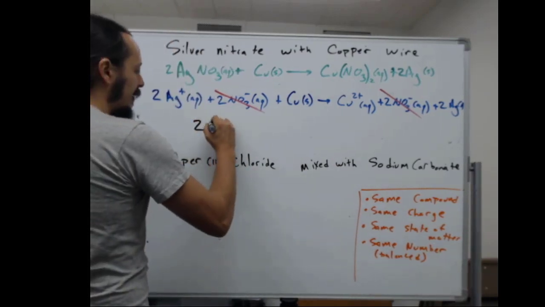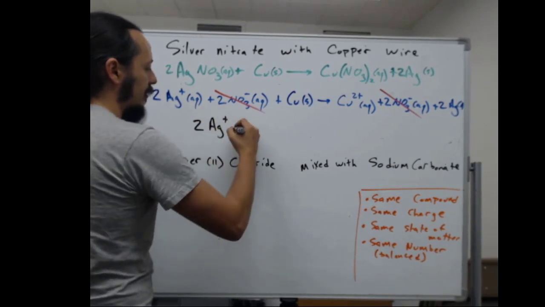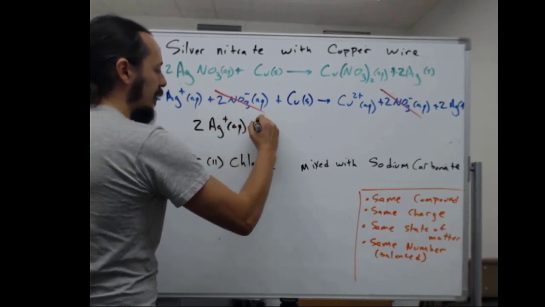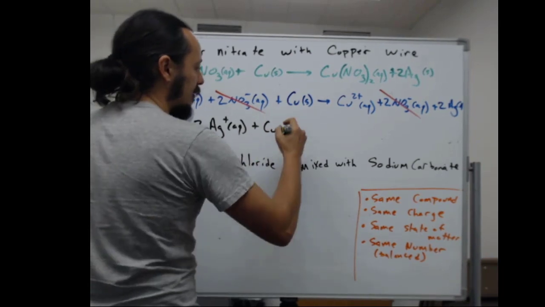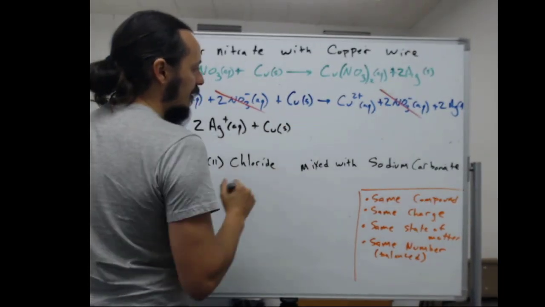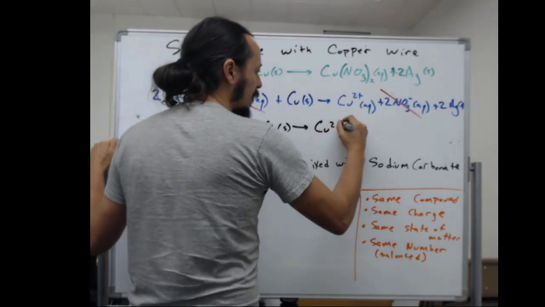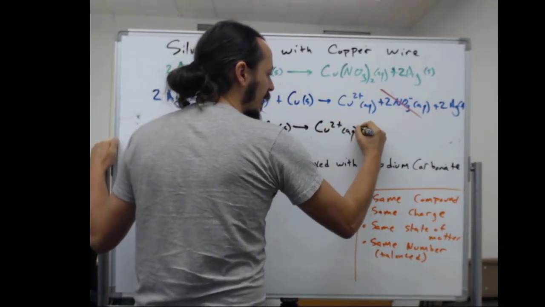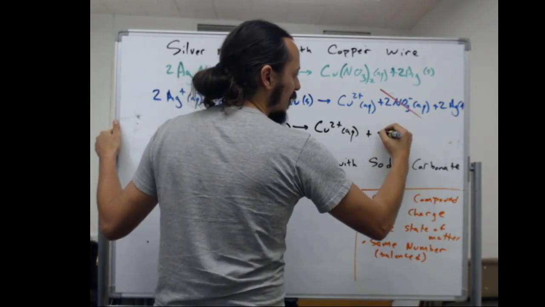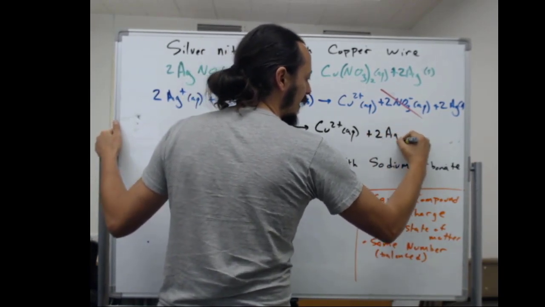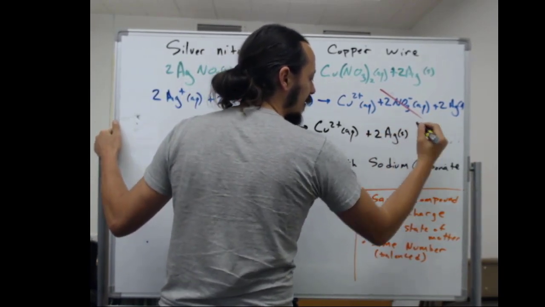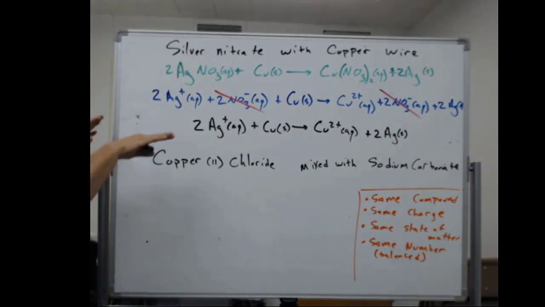which would be 2 Ag plus aqueous plus copper solid goes to copper 2 plus aqueous plus 2 Ag solid. The charges matter.